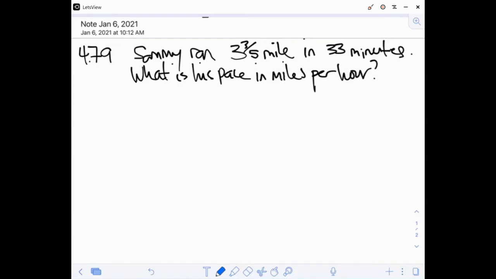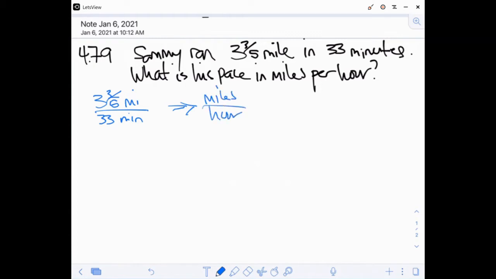All right, I had a few questions about problem 479, and this one said Sammy ran 3 3/5 miles in 33 minutes. What's his pace in miles per hour? So I'm just going to set this up. What I know is he ran 3 3/5 miles in 33 minutes. The challenge is we wanted this in miles per hour.